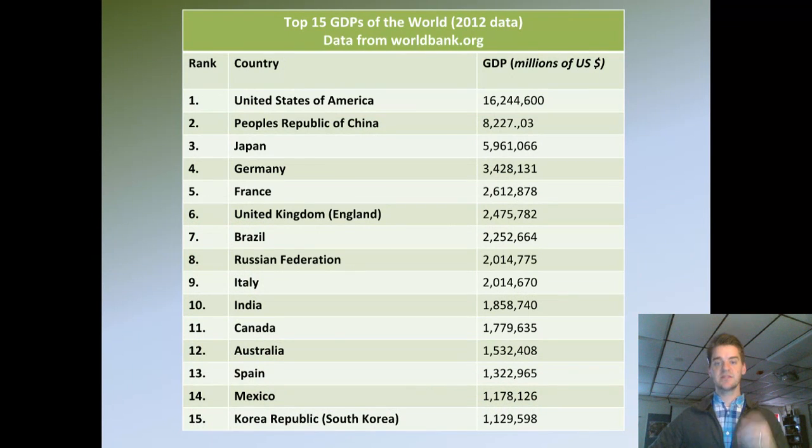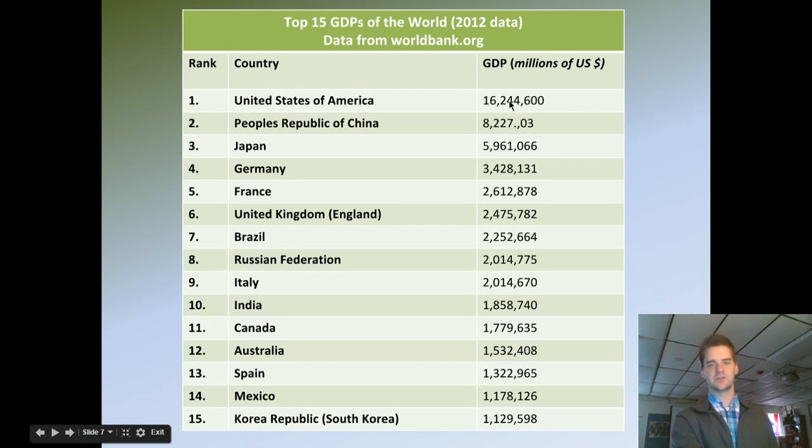Here's another list. This data is from 2012, so it's a little old, I'm sorry. But you can see again, the GDP of our country in 2012 was $16 trillion. That's 16.2 trillion, not million. It's 16 million millions, which is a trillion. China at that time was around 8.2 trillion, and then you can see these other countries.